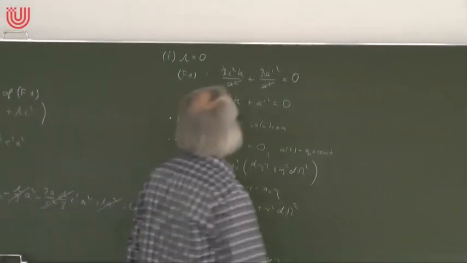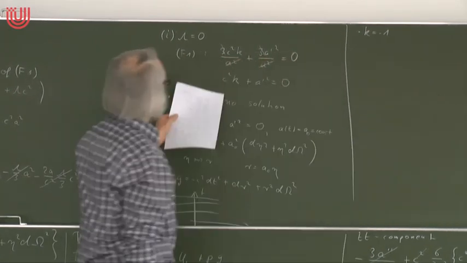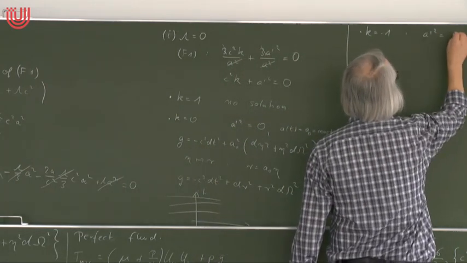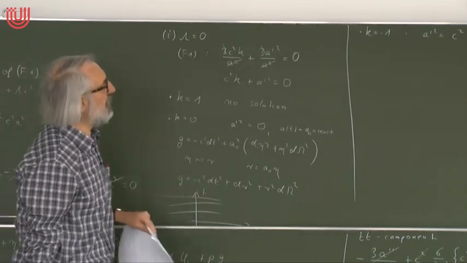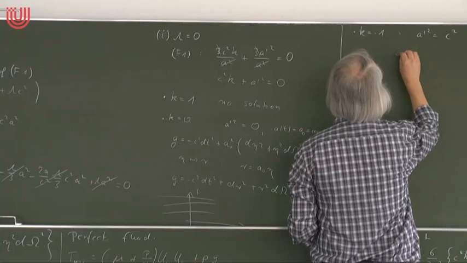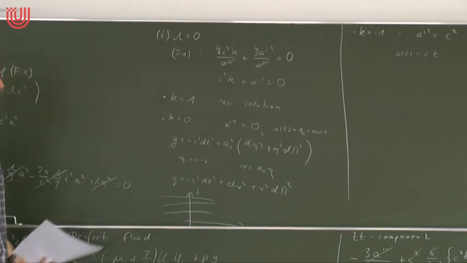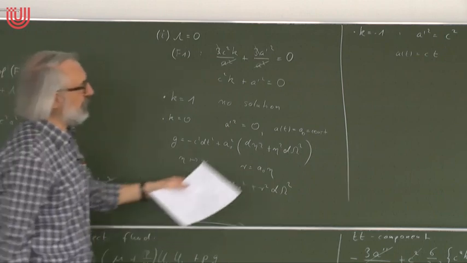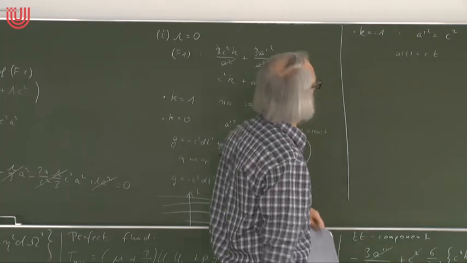Okay, then the third case we have to discuss is k equal minus 1. So k equal minus 1, then I have a prime squared is c squared. I take this to the other side. It's on this side with a minus sign, so on the other side with a plus sign. So this works. Positive, positive. I can solve this. So of course the solution is a of t is c times t plus an integration constant, which is irrelevant. We can always shift the 0 of our time axis to any point we like. You may write t minus t0, you may choose any t0 you like, but there's no reason to introduce this.